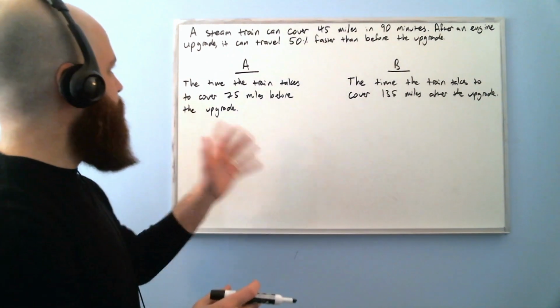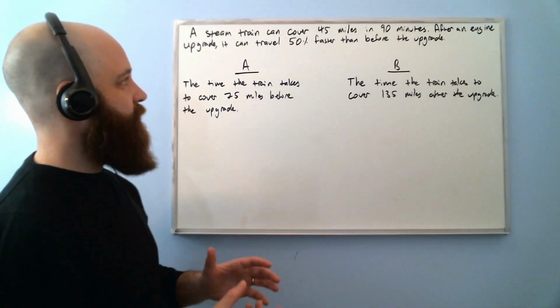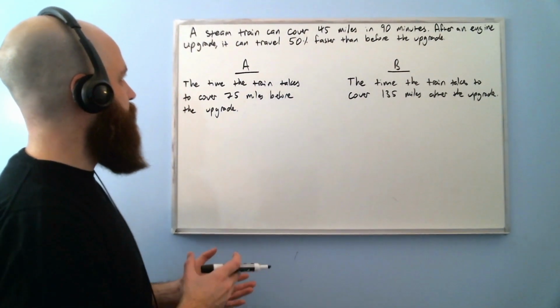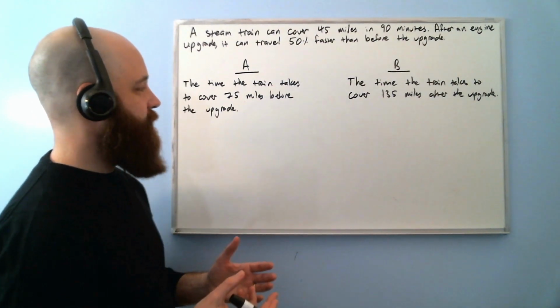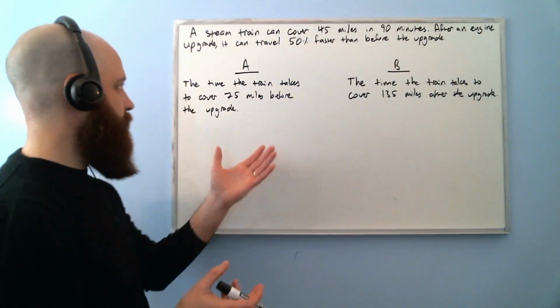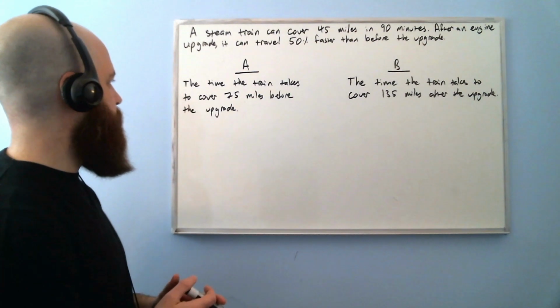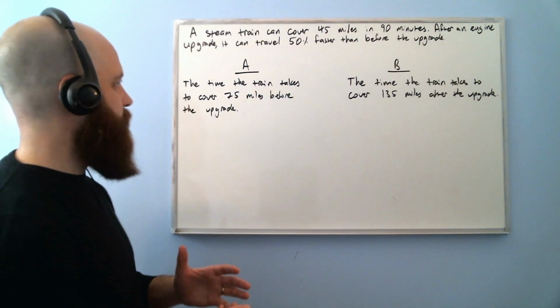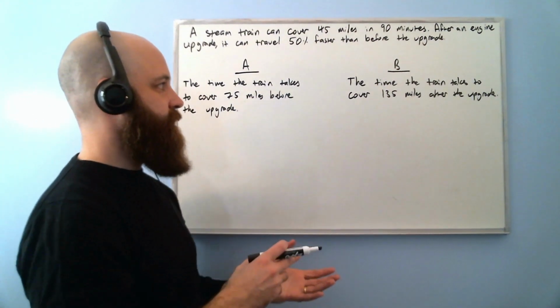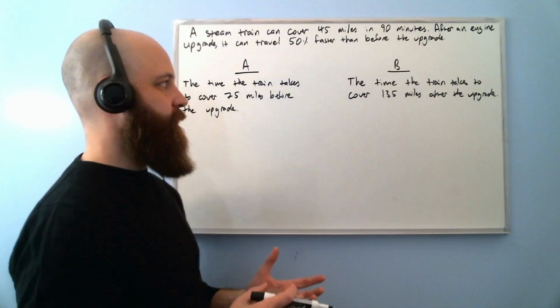Okay, a steam train can cover 45 miles in 90 minutes. After an engine upgrade, it can travel 50% faster than before the upgrade. So which is bigger? Column A, the time the train takes to cover 75 miles before the upgrade, or B, the time the train takes to cover 135 miles after the upgrade.